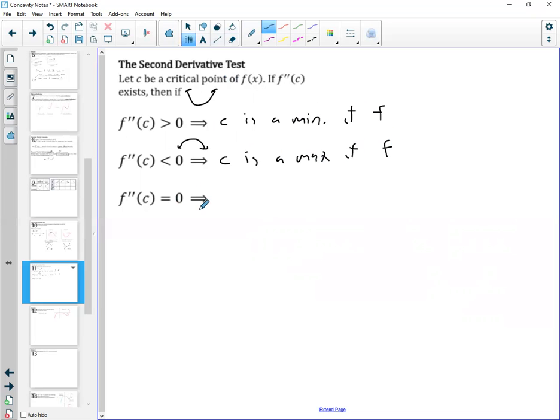And it's possible that it can be equal to 0, and if that happens, then the test is indeterminate. The test doesn't tell you what you want it to. And if that does happen, then you should just use the first derivative test, which will tell you for sure one way or the other. I mean, it could be neither, which is often what happens when it's 0, but you've got to use the first derivative test to check if that's the case.